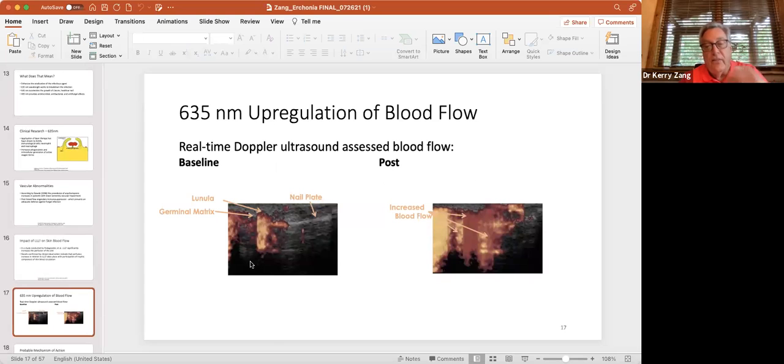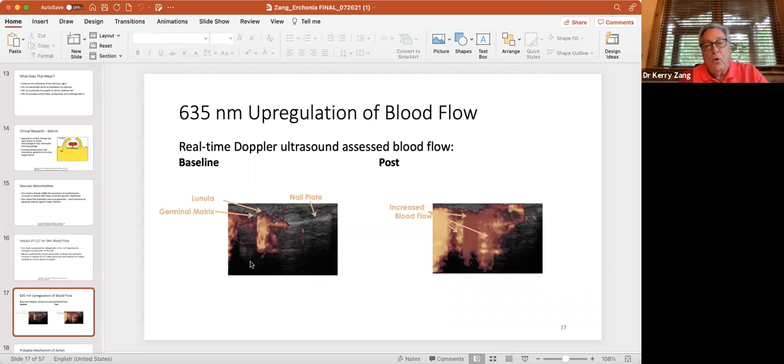And this is a study that I did. We have Doppler ultrasound in our office. And I just took a patient with clinical nail mycosis, and I gave them the 12-minute treatment. This is the right hallux. And then I repeated the ultrasound Doppler, same tech, same settings, within 3 minutes after the patient was in the device. And you look at the change in the vascularity. And the vascularity increases dramatically.